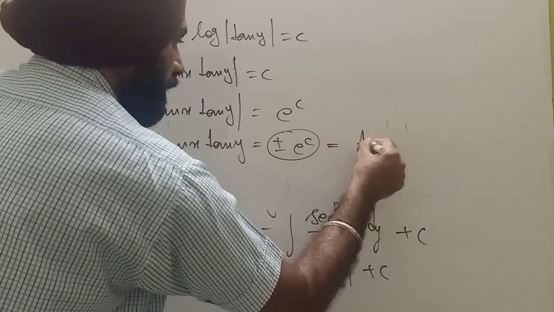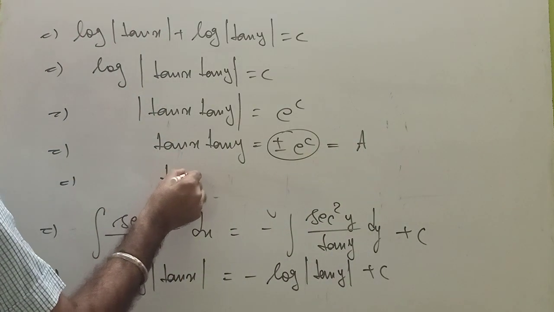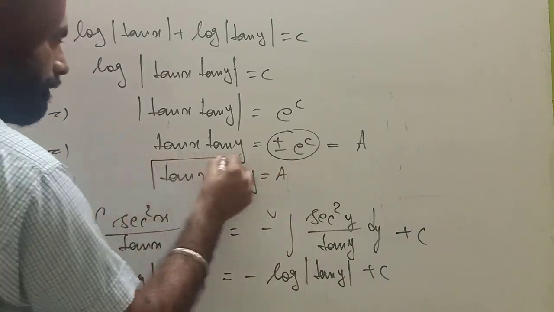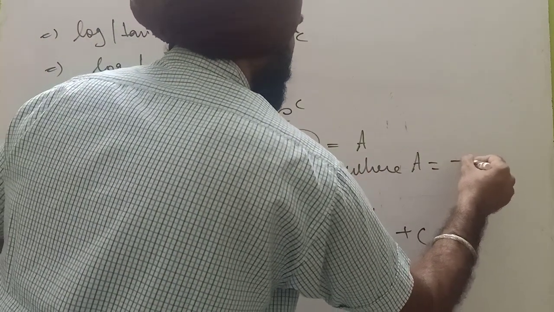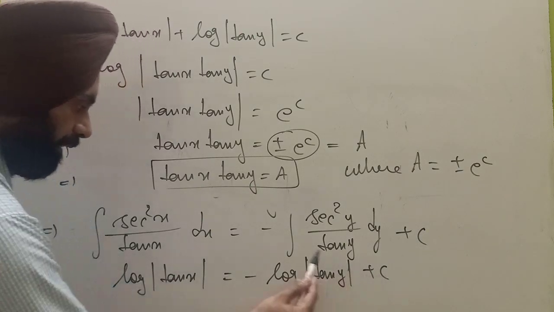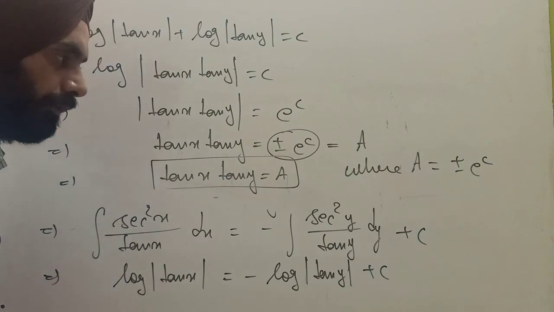Let us take this as capital A. You can put any value. So now what is the final answer? Tan x tan y is equal to A, where A is plus minus e raised to the power c. If you put plus c on the left hand side at that step, then your answer can be different. Clear?